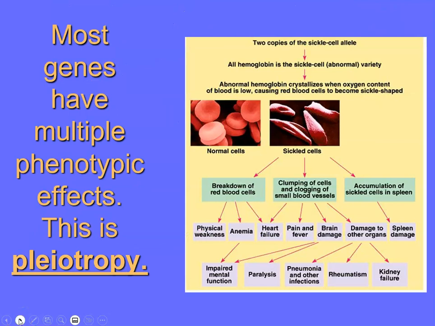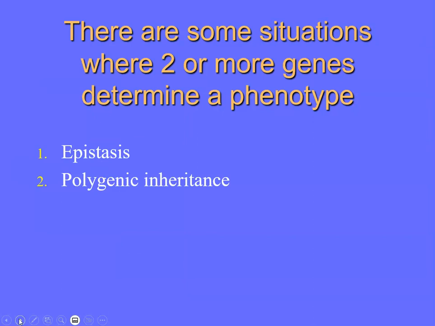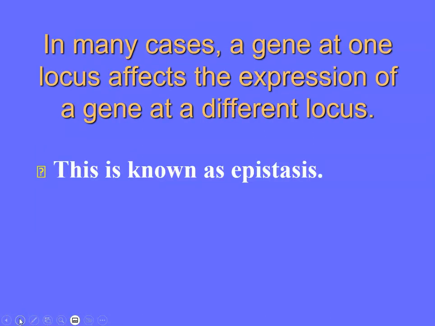Okay, and along these lines, there are also some scenarios with inheritance where there's more than one gene that determines a phenotype. And we're going to look at two types of this, epistasis and polygenic inheritance. First, with epistasis. In many cases, a gene at one locus, or if you recall, that means location of a gene on a chromosome, affects the expression of a gene at a different locus. This is known as epistasis.